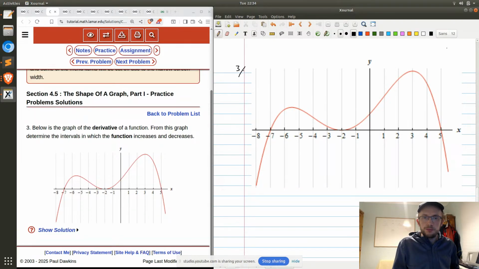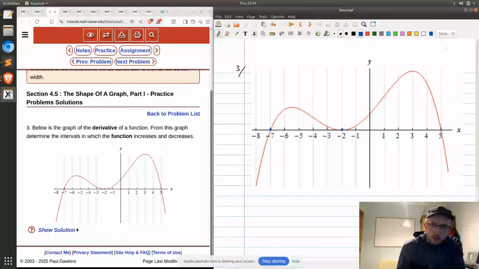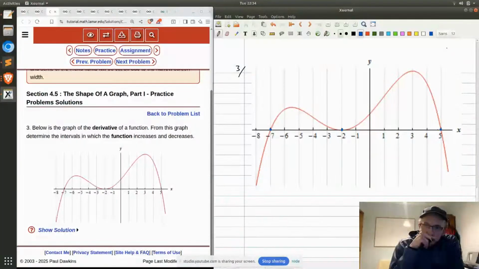Okay, so negative derivative here to here. That's another important one. And here. Right. Just say what you think and then see.